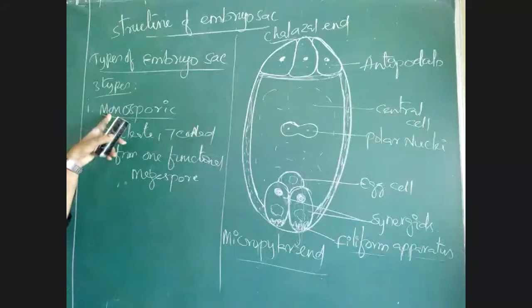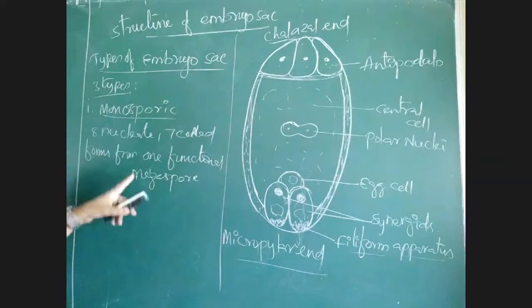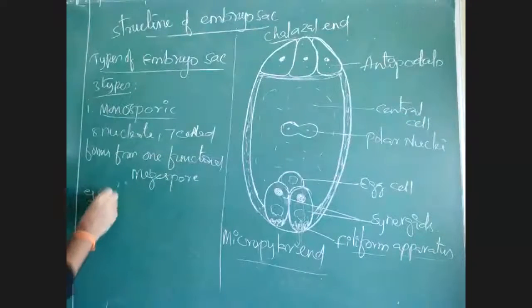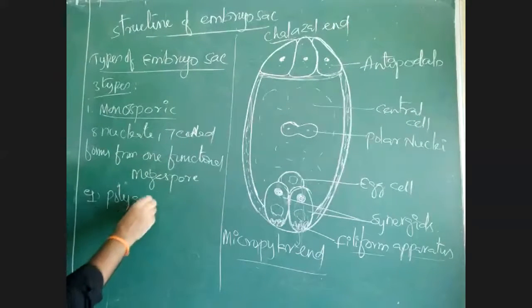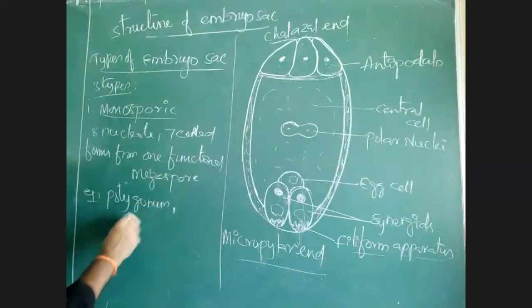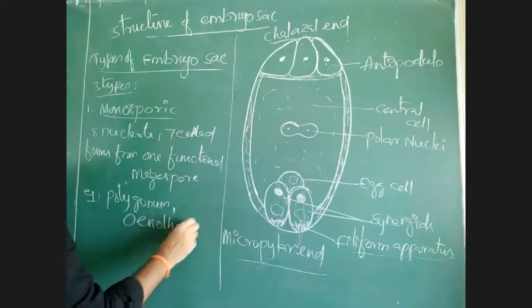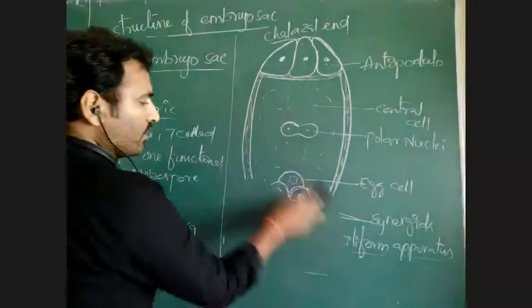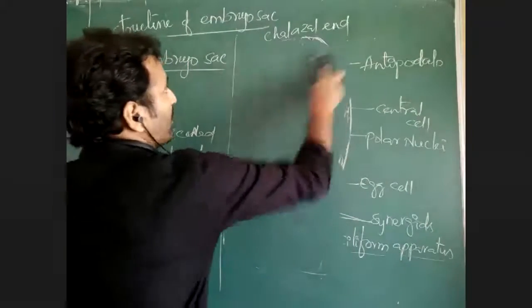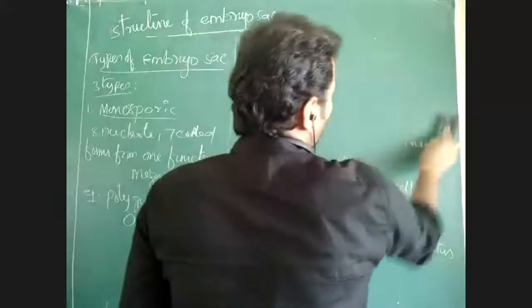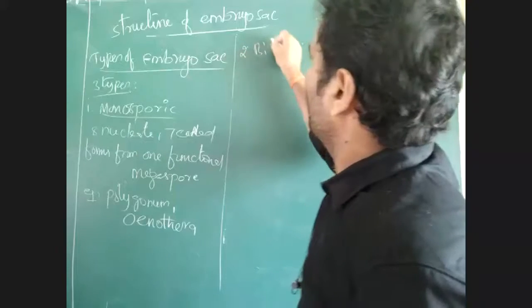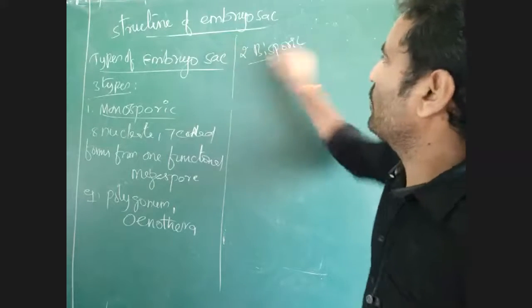What is the meaning? Monosporic means, mono means one. One spore giving the embryo sac is called monosporic. This monosporic embryo sac we can observe in Polygonum and Enothera, where one megaspore gives rise to the embryo sac.